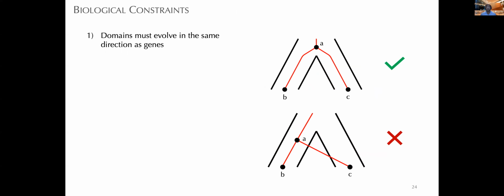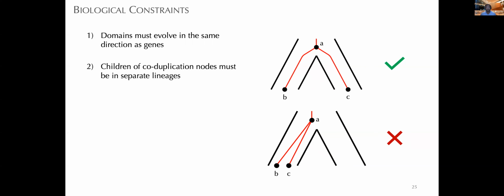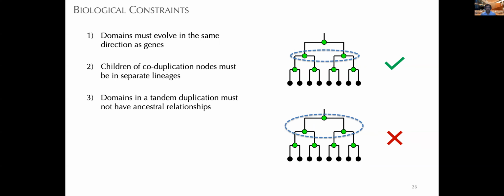We have 5 main biological constraints. The first is that domains must evolve in the same direction as genes. So we don't allow for transfers in our model, so domains can't hop from one gene to another, as in that second picture. Our second constraint is that children of co-duplication nodes must be in separate lineages. I'll note that the mapping in the example marked as incorrect is actually possible, but a domain would have to be assigned a duplication event there rather than a co-duplication event.